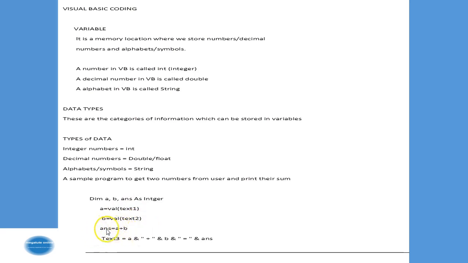You will add both of them into the variable answer, and then you want to show it in text box 3. That also you can do using this command. So the value of a will appear here.